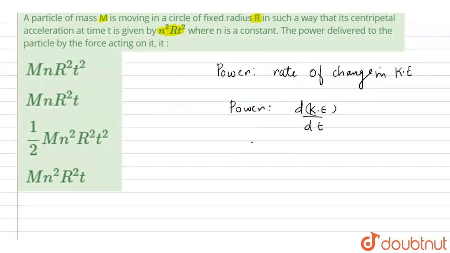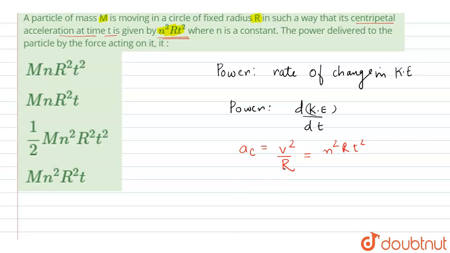Now we know centripetal acceleration, so the formula to find out centripetal acceleration a_c is v square divided upon r. So this formula is v square divided upon r, and it is given that the centripetal acceleration at a time t is given by n square r t square. So this is given. So now we also know kinetic energy.